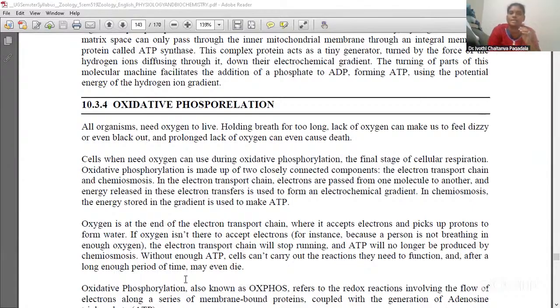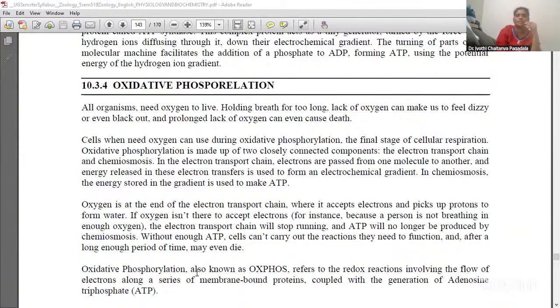If oxygen is not present as the electron acceptor, for example because a person is not breathing in enough oxygen, what happens? The electron transport chain will definitely stop running. Why? Because there is no oxygen, and ATP will no longer be produced by chemiosmosis. Without enough ATP, cells cannot carry out the reactions they need to function, and after a long enough period of time, death may result.